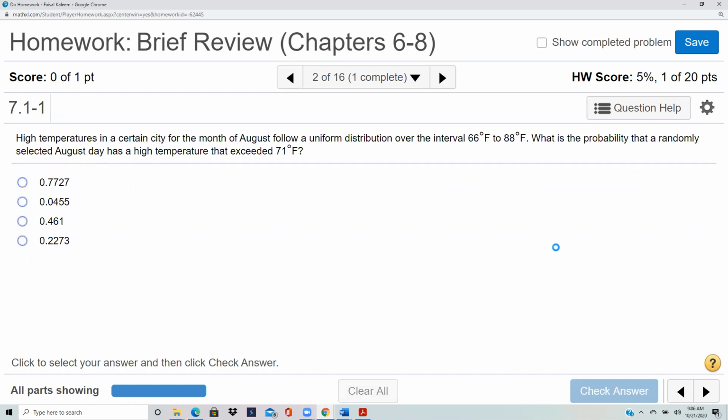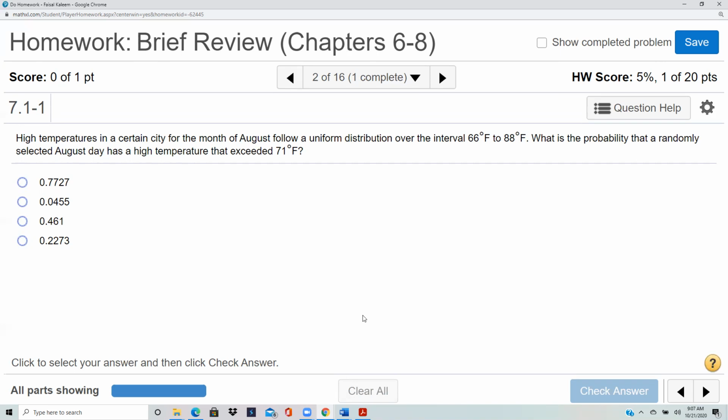Temperatures follow a uniform distribution. Do you remember how we do this uniform distribution, that they go from 66 to 88? And then what's the probability that it exceeds 71? So how do we do it? I'm not sure if I remember.